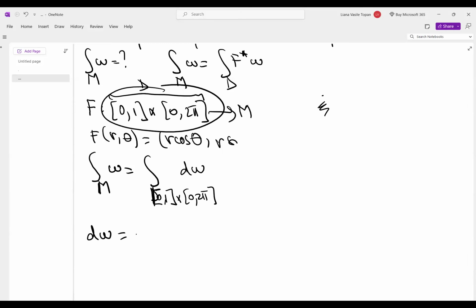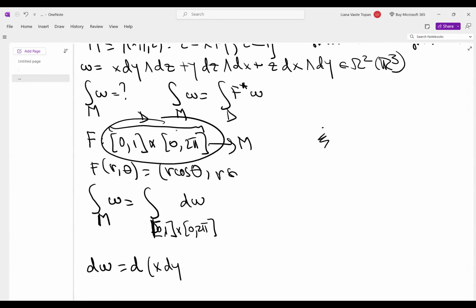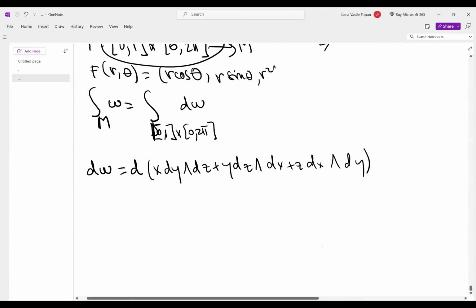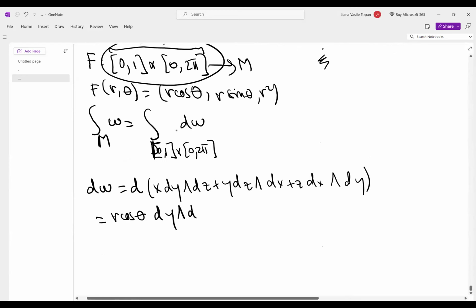So we'll have the exterior derivative of omega, where omega is x dy wedge dz plus y dz wedge dx plus z dx wedge dy. This is sine of theta in r squared. So this will be x, which is r cosine of theta, dy wedge dz. Let's replace everything.